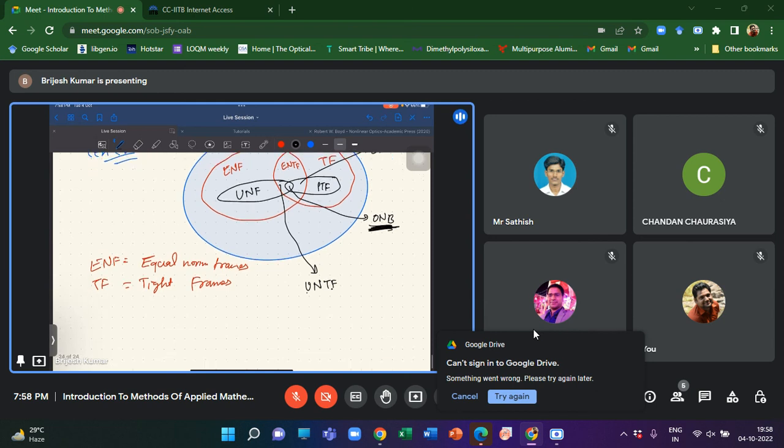So some frame operators, some operators which represent this frame and all these things, maybe we will cover in the next session.